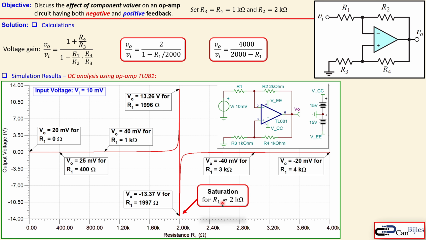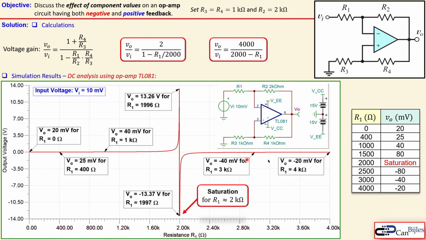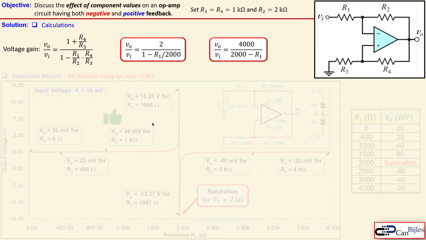So we have the saturation approximately at 2 kilo ohm, again looking at the formula. And here is the table for 0 up to 4000 ohms for R1, and these are the output voltages using an input voltage of 10 millivolts here. So what is the difference compared to the previous discussion? If the input voltage drops, so you can change your input voltage, then the shape of your output voltage versus the R1 will also change. So again, according to the expectations also from this circuit.